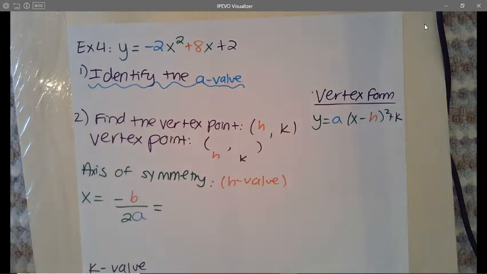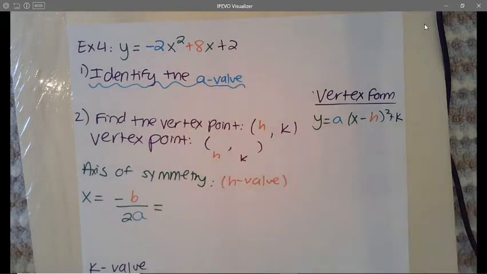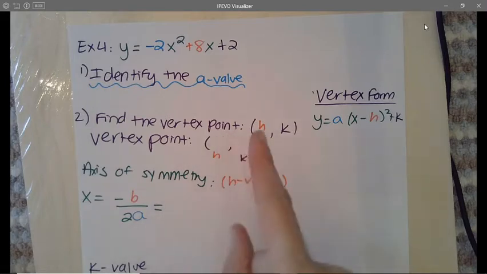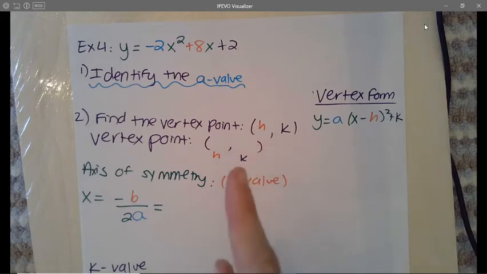Hi, everyone. Let's get started on example 4. Example 4 is pretty similar to example 3. So if you thought you understood how to convert from standard form into vertex form using the axis of symmetry equation method, then you can go ahead and get started. Otherwise, follow along with Miss Long.